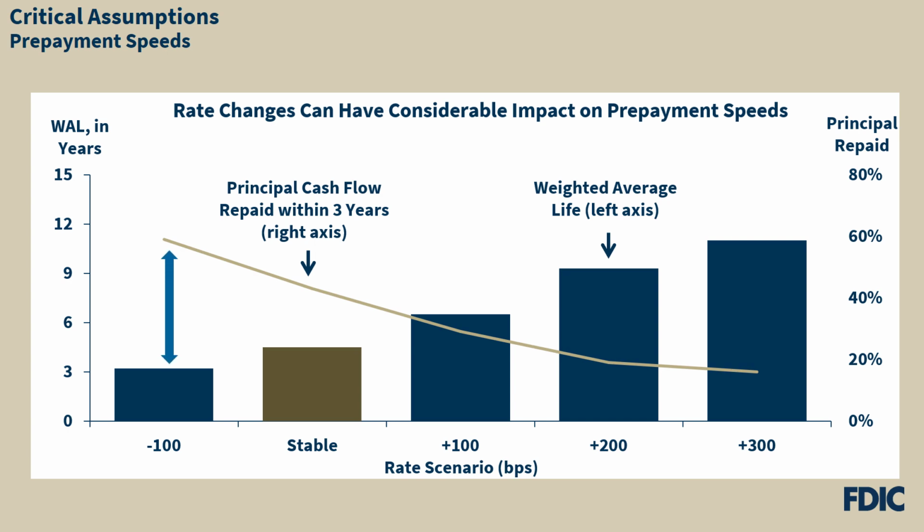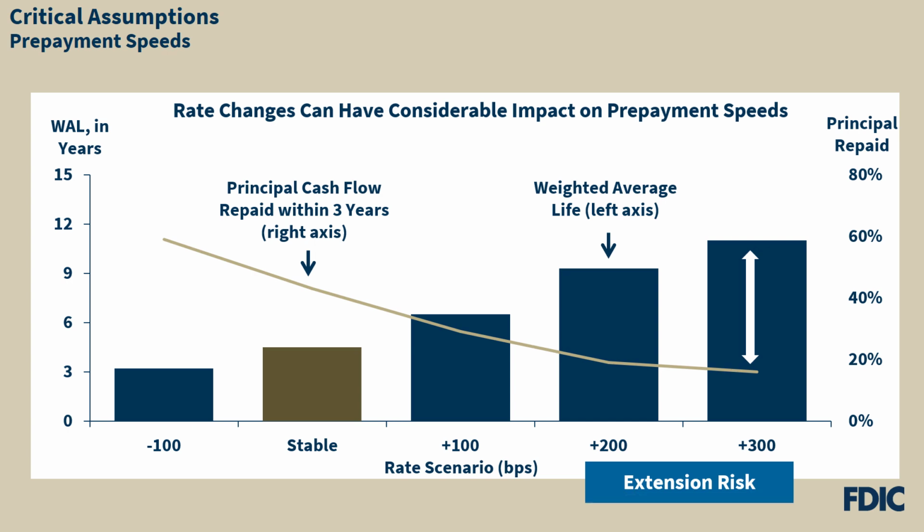Banks have to reinvest those cash flows at lower yields. This is called prepayment risk. In rising rate scenarios, when borrowers have less incentive to refinance and prepay, prepayment speeds slow, causing the weighted average life to increase. This is called extension risk. The bank is left holding an asset that is earning a below-market yield.